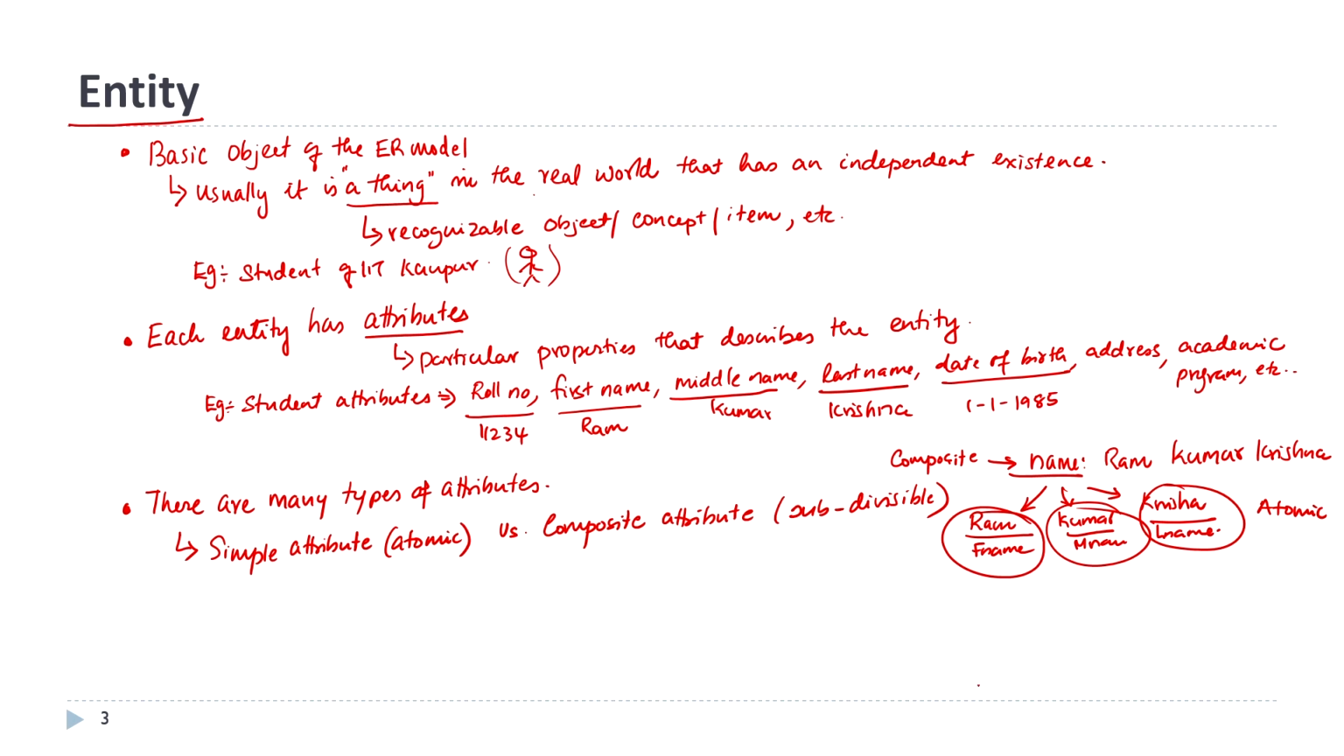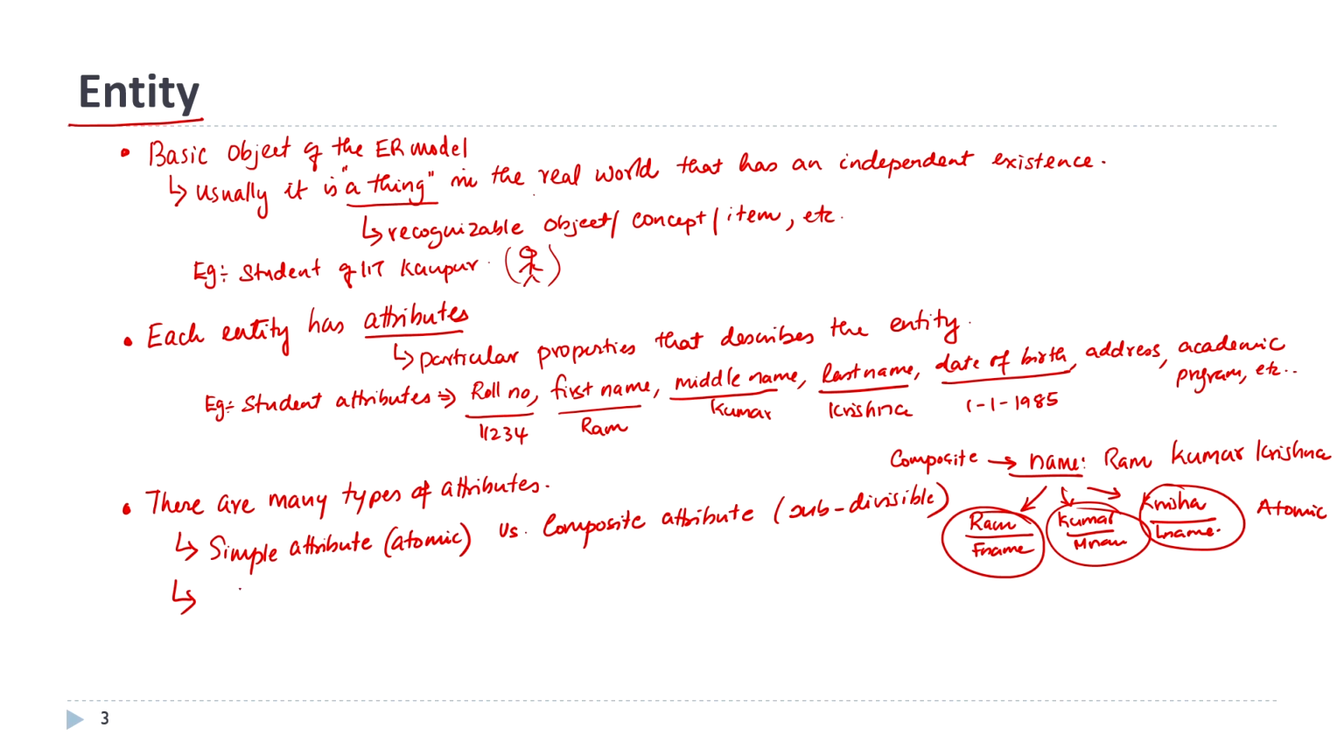Similarly, address is an example. If you say the address of the student is Hall 3, IIT Kanpur, then that can be subdivided into its components. So, atomic is simple, you cannot further subdivide it, whereas composite attributes can be further subdivided. That is based on how granular the attribute is. Some people call this the granularity of the attribute as well.